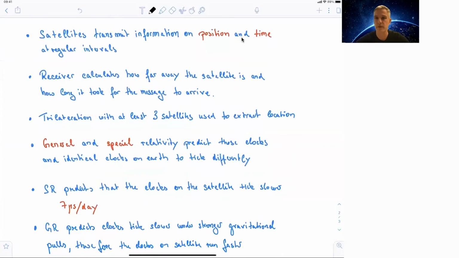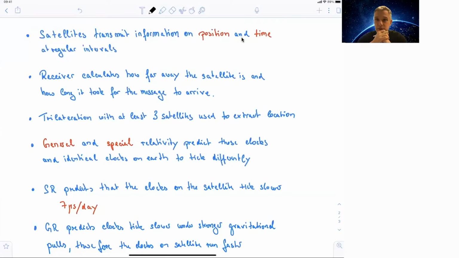The satellites transmit information about position and time at regular intervals. So they have a clock. They use a specific frequency or multiple frequencies to send signals. And then the receiver calculates how far away the satellite is and how long it took the message to arrive at the place of the receiver. Again, 3 satellites are used to extract the exact location.